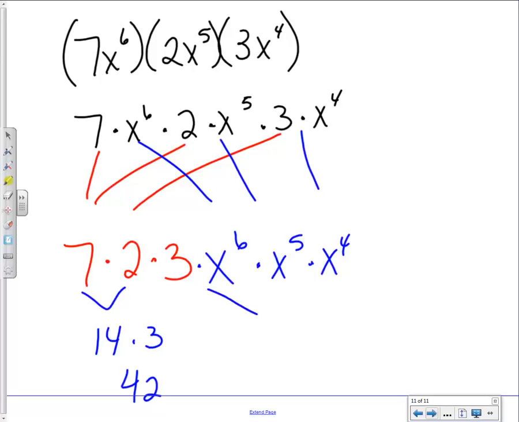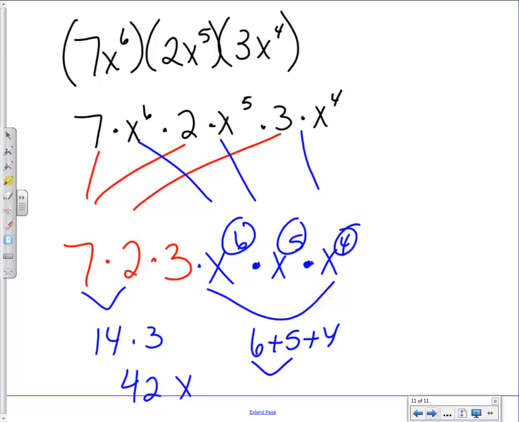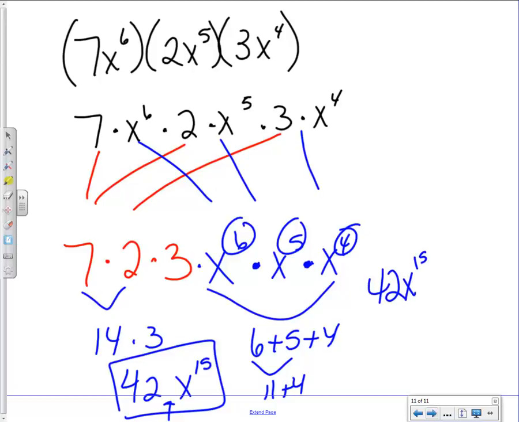Now I'm ready to deal with these guys. And so all of the bases all match. So I know that x is going to be part of my answer. It is a multiplication problem, so I'm going to add all of my exponents. So 6 plus 5 plus 4. Well, 6 plus 5 gives me 11, plus 4 gives me 15. So 42x to the 15th. I did not mean to leave a gap in here. It's all just touching. It's all straight together. So it's 42x to the 15th is my final answer.